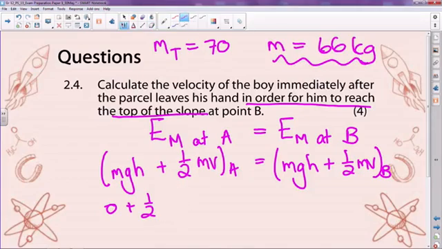Oh, and that should be v squared. I'm sure somebody noticed that. So there's the velocity that I want.